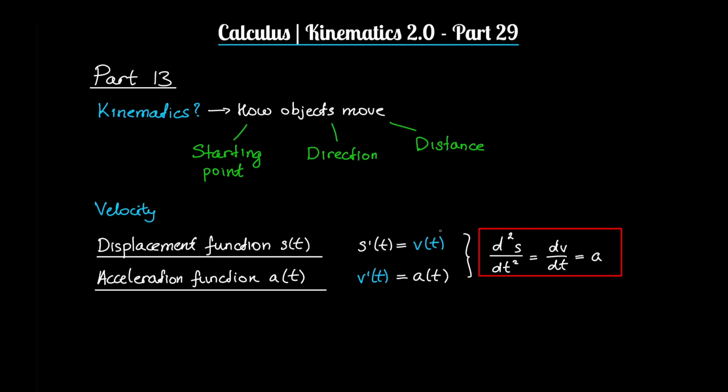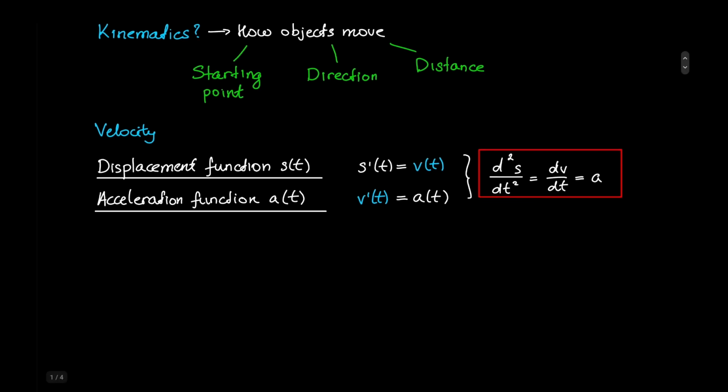However, now that we have fully learned integration too, if we are given the velocity function, we can do the integral of it and find the displacement. Vice versa, we can also be given the acceleration function, do the integral of it, and get the velocity. So now everything is clicking together. However, this time in part 29 in Kinematics 2.0, I would like to look at it from an integration perspective.